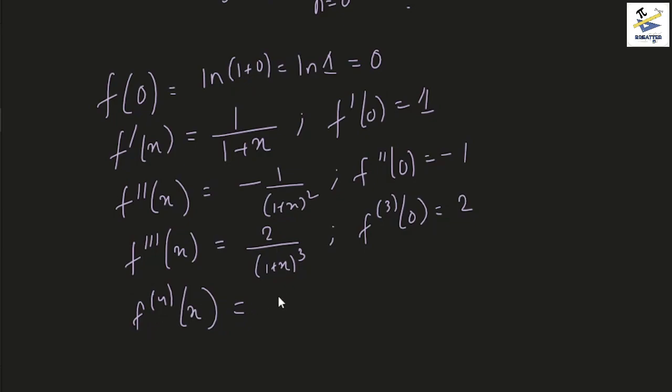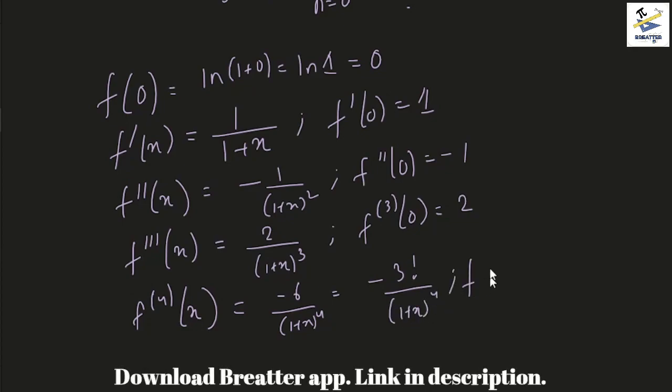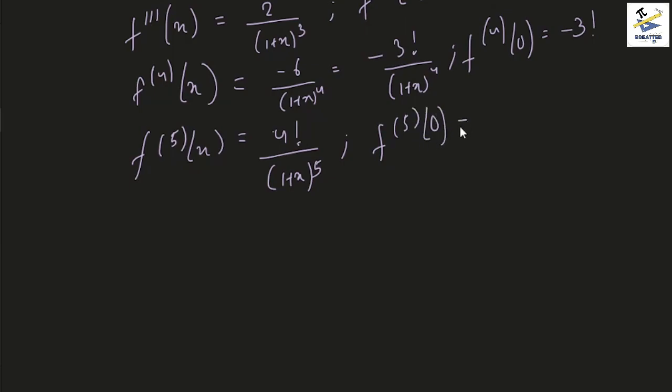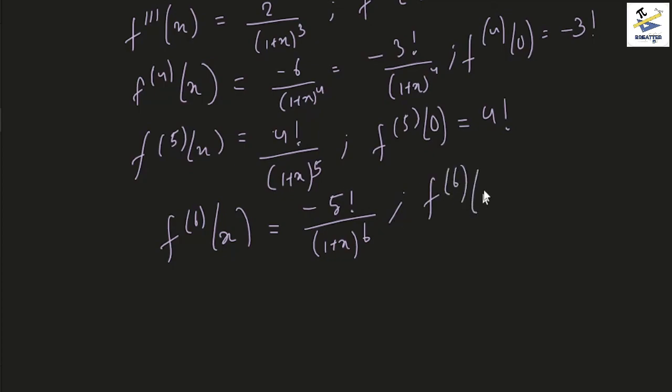So f4 of x again would be minus 6 by 1 plus x whole to the power 4, or in other words, this is just minus 3 factorial by 1 plus x whole to the power 4. So this gives us f4 of 0 equals minus 3 factorial. Let us do 2 more terms. f5 of x would then be the differentiation of this, which would make it a plus, and it will be 4 factorial by 1 plus x to the power 5, which would give me f5 of 0 equals 4 factorial. And similarly, f6 of x should be minus 5 factorial by 1 plus x whole to the power 6, and this should give minus 5 factorial at 0, right?